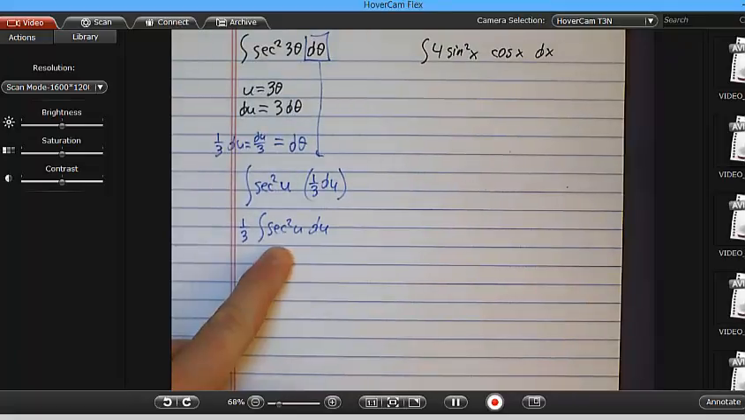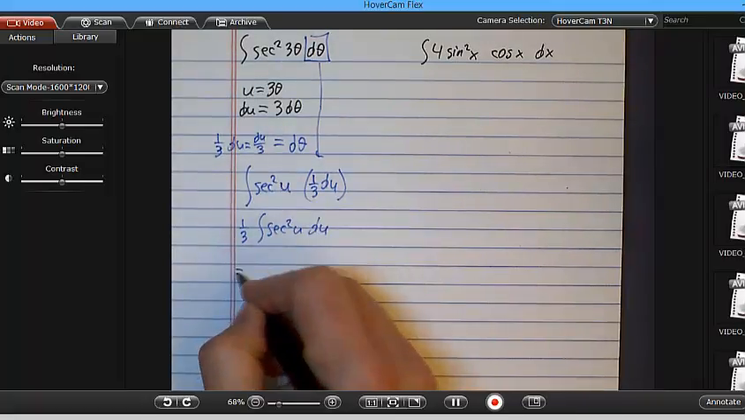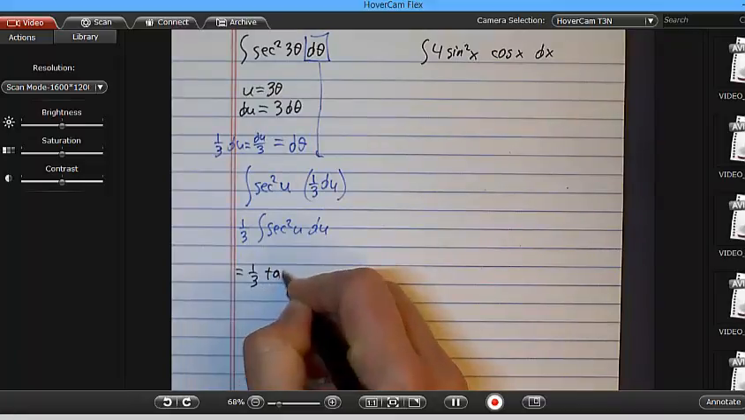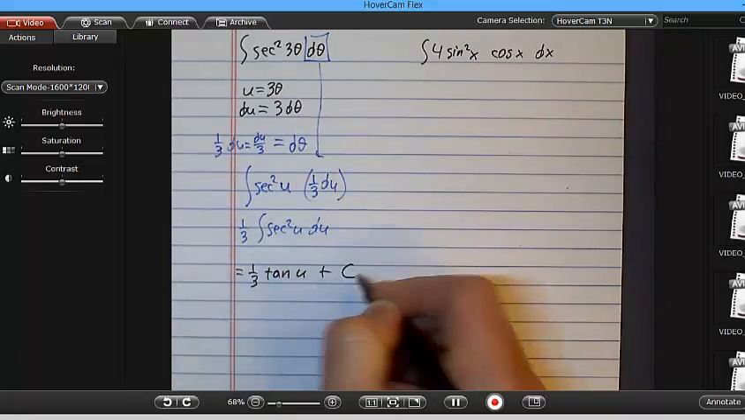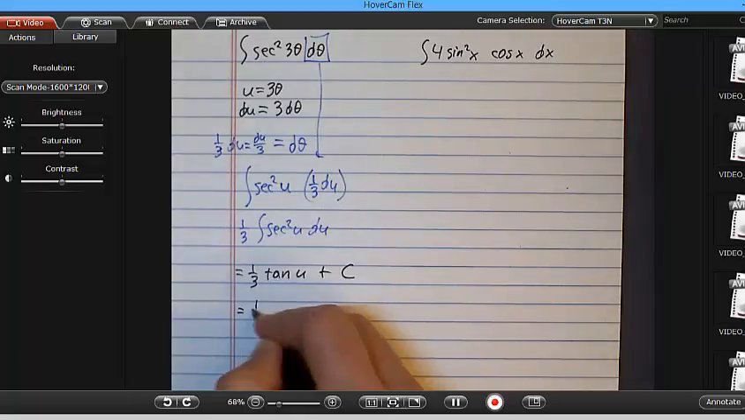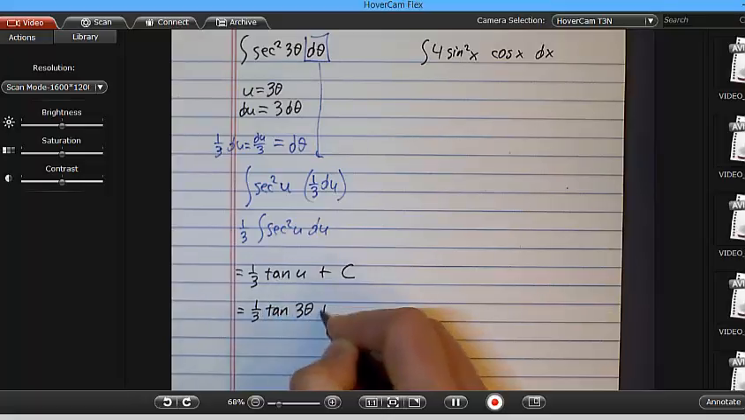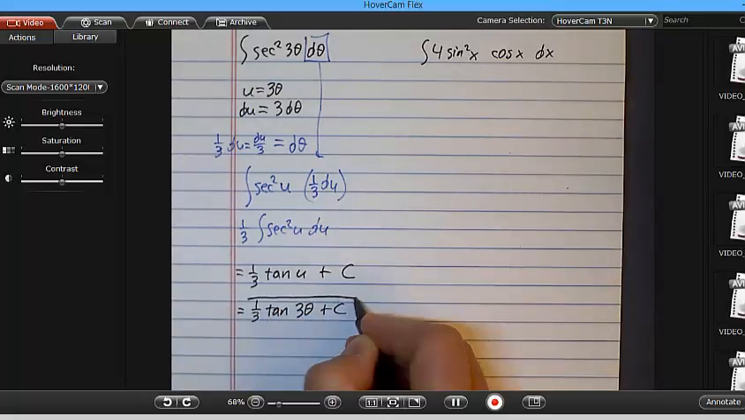Okay, what's the antiderivative of secant squared? What is it? Tangent. Yeah, the derivative of tangent is secant squared. So knowing those derivatives is essential, or else we're not going to get any farther. So there it is, 1/3 tangent of u plus c, and we said u was 3 theta, so I think the final answer would be 1/3 tangent of 3 theta plus c.